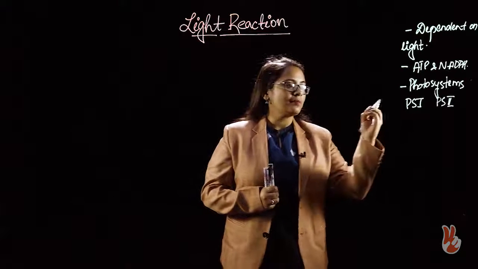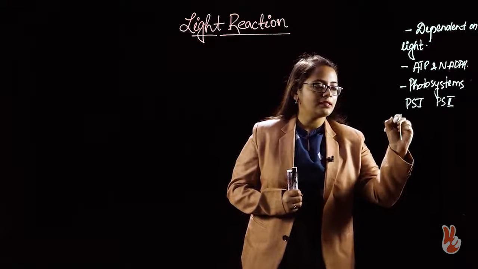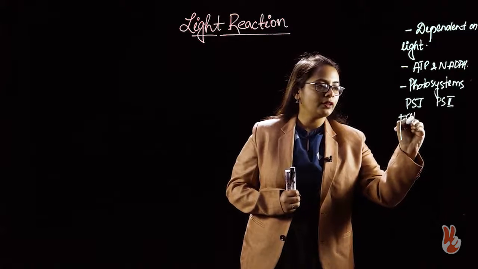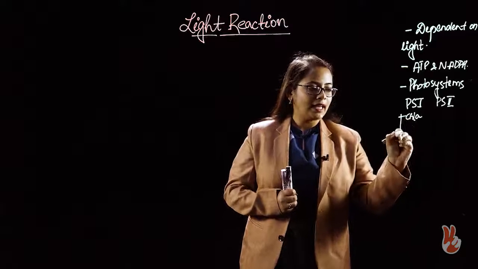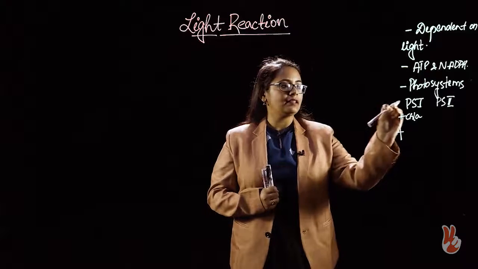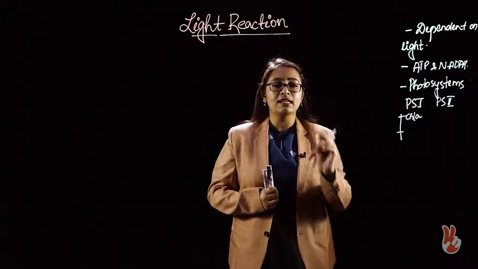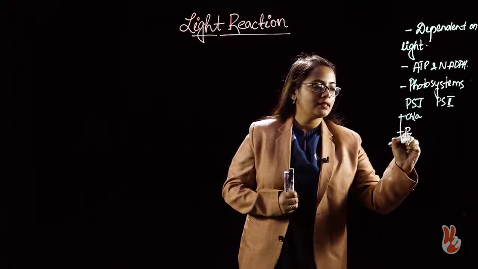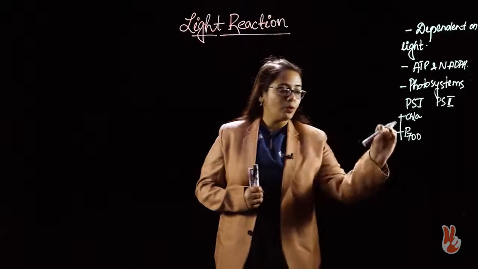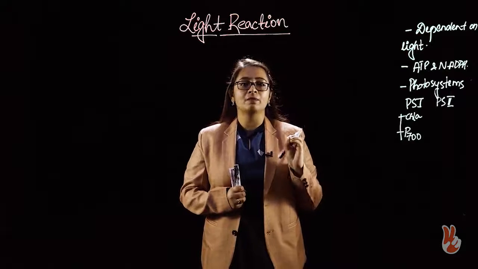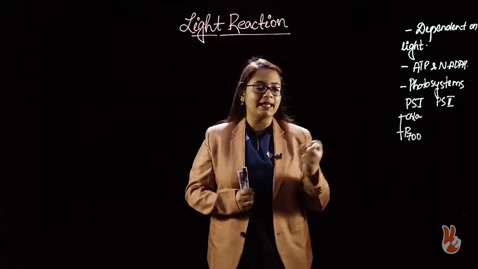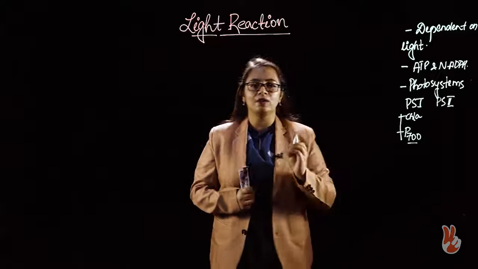The photosystem 1 has a certain type of chlorophyll molecule, which is the chlorophyll A, and the reaction center in the PS1 contains a specialized chlorophyll molecule, that is P700. Now, why it is called P700 is because the particular photosystem will absorb light at the 700 nanometer.